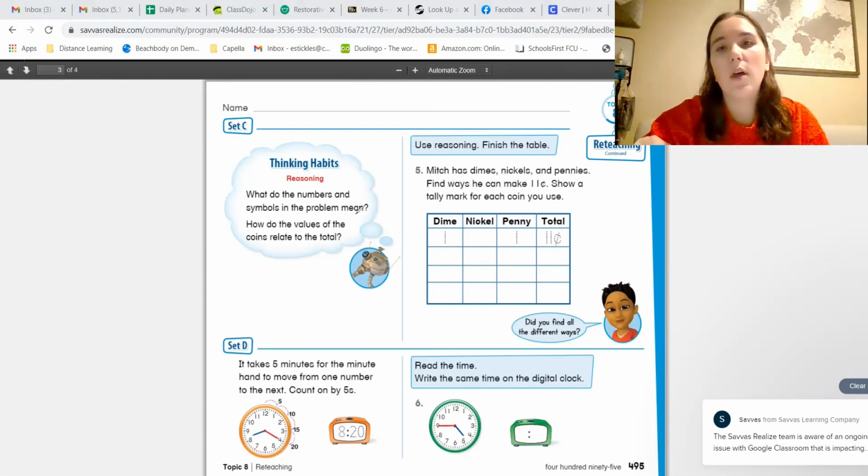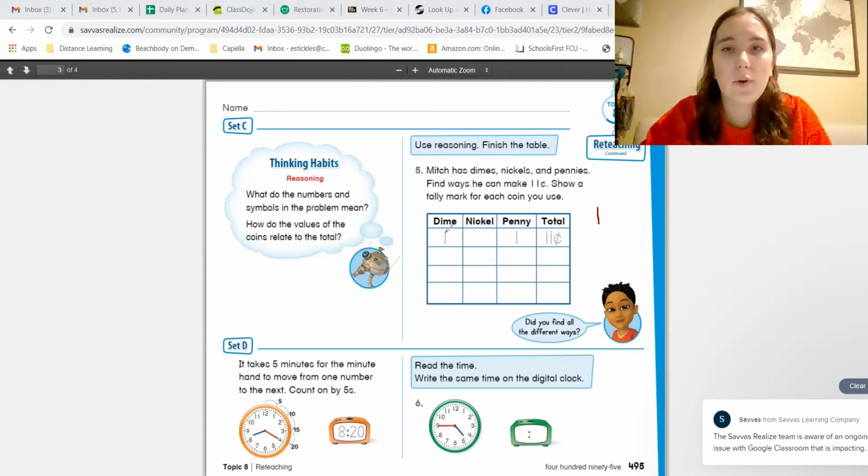Let's look at number 5. Use reasoning, finish the table. Mitch has dimes, nickels, and pennies. Find ways he can make 11 cents. Show a tally mark for each coin you use. So remember, tally marks are a little counting, like sticks almost, that we use to make counting a little bit faster, a little bit easier.